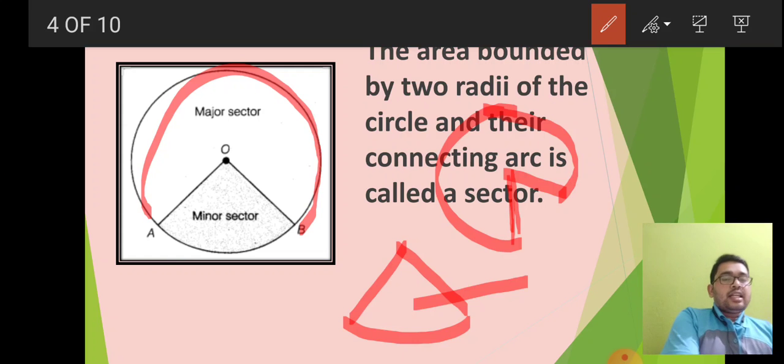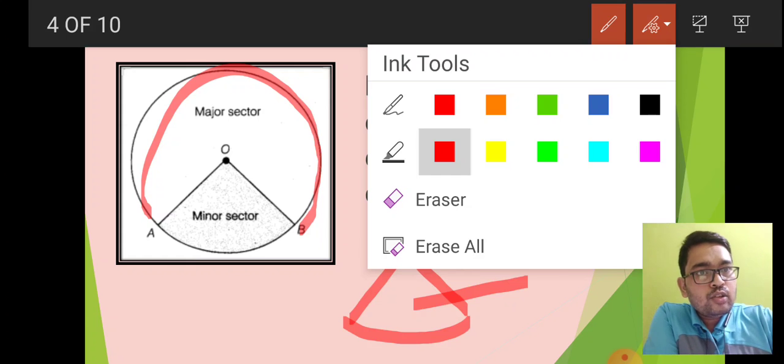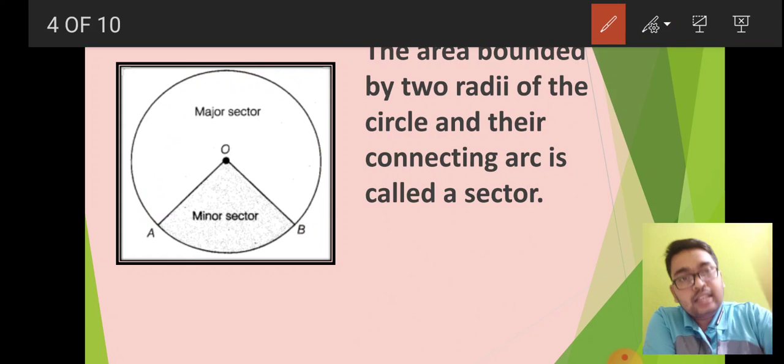And the minor sector, what is the minor sector? The minor sector contains the minor arc. Wait, let me erase all this. Then I am shading this part.